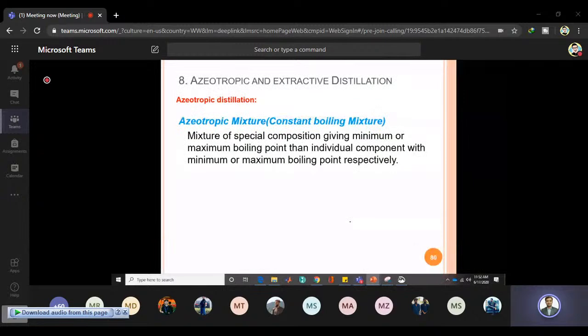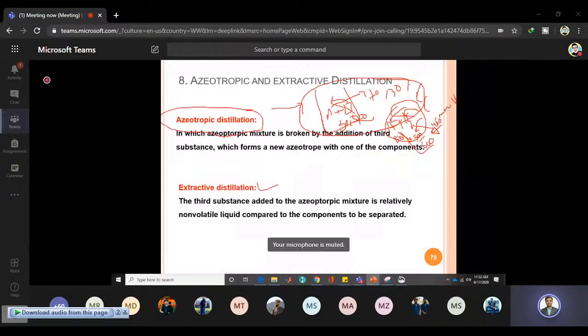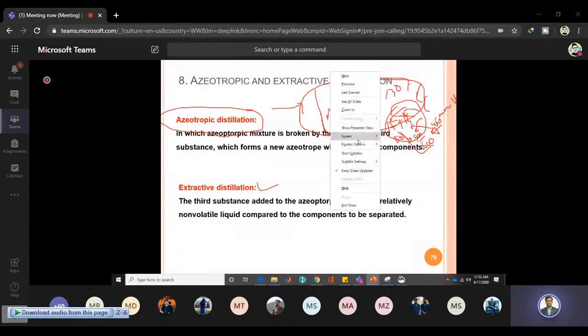Azeotropic distillation: a constant boiling mixture of a special composition, giving a minimum or maximum boiling point compared to the individual components. So this is how we do it. In extractive distillation, definitely, because we have added another component, then we need to extract it. Maybe I need to give further explanation of how this extractive distillation can happen.